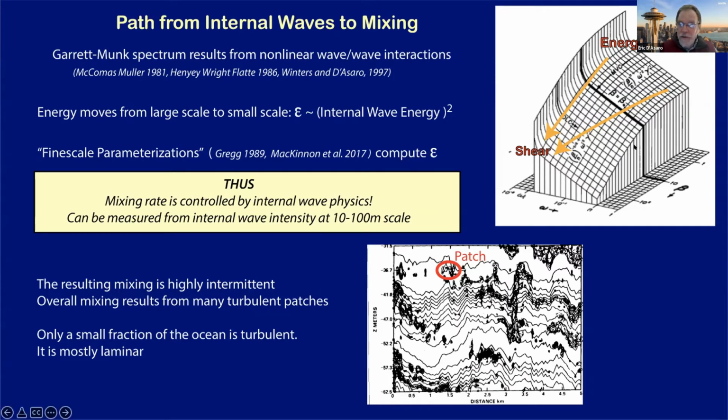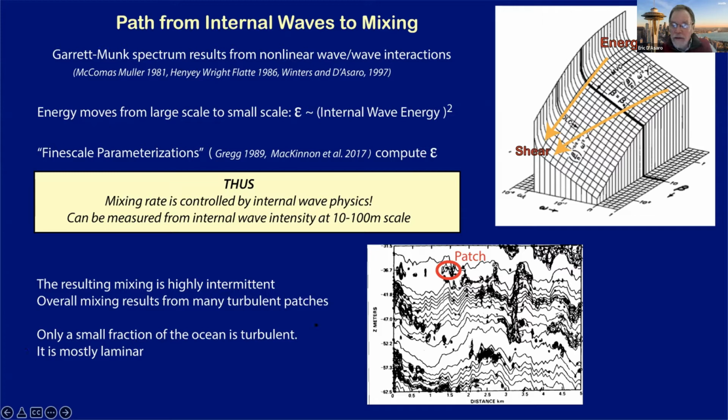And that means that if you measure the energy levels at intermediate frequencies or wave numbers here, you can get the rate, just like you could with three-dimensional turbulence. You measure the level and you can get a rate. What that means is that this flux of energy from here to here is controlled by internal wave physics, not turbulence physics. And you can measure it from measuring things both at the turbulence scales and also at these intermediate scales. And this has led to all sorts of wonderful results, which I'll show you in a minute.